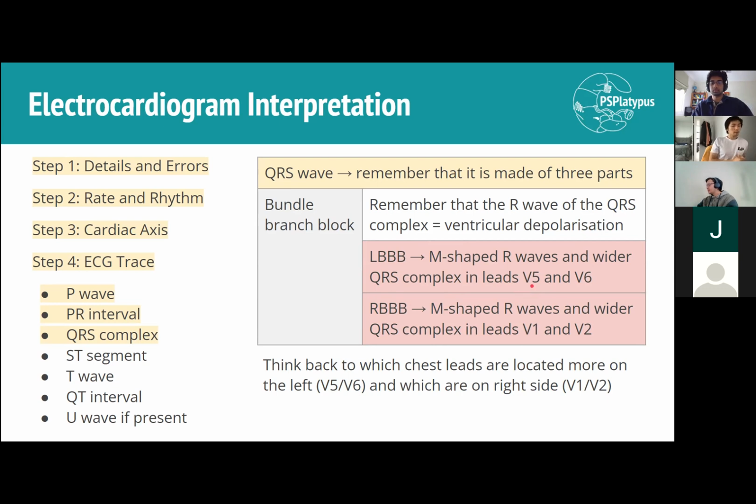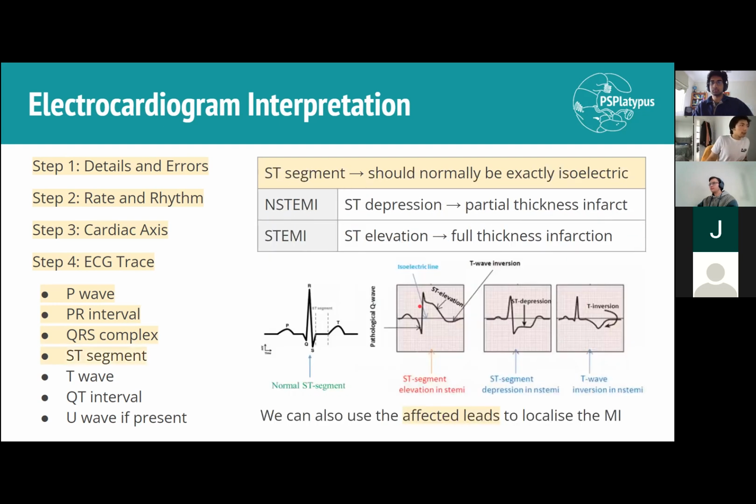Sorry, I think V5 and V6 is where the right ventricle is, and that makes sense because the left side is blocked. Sorry about that. And then with the right bundle branch block, because the right side is blocked off, more stuff tends to go back to the left side, which is where V1 and V2 is. So hopefully that makes sense as well.